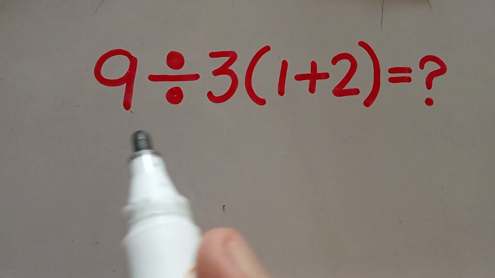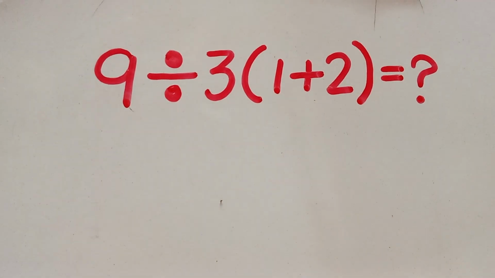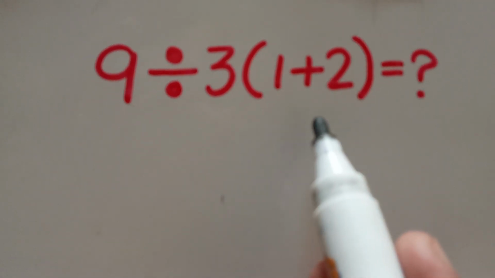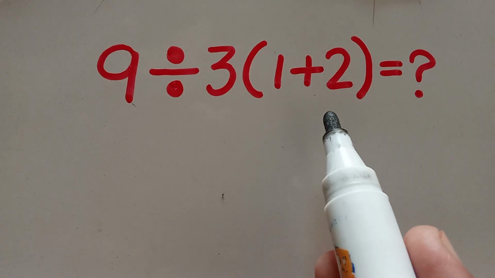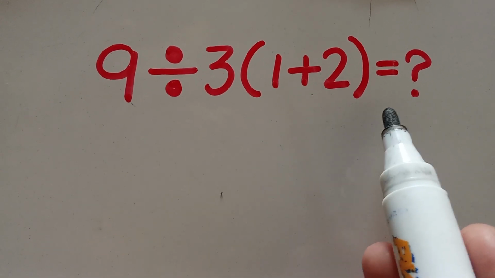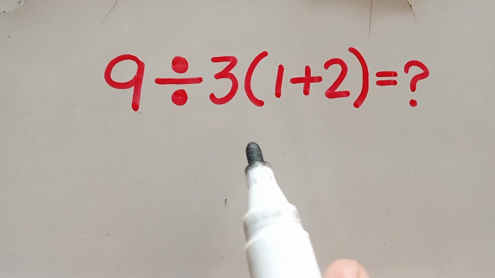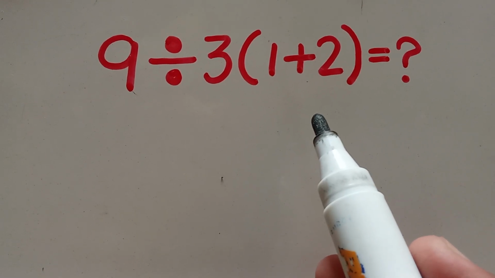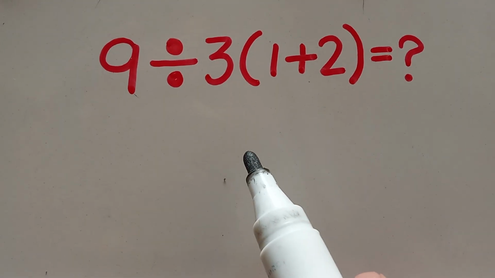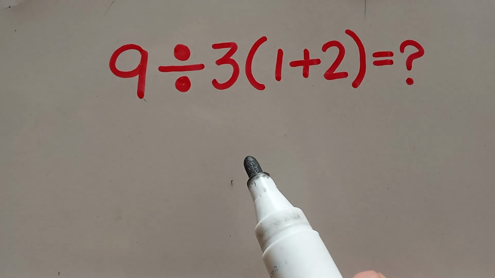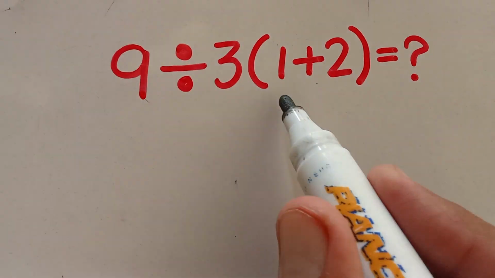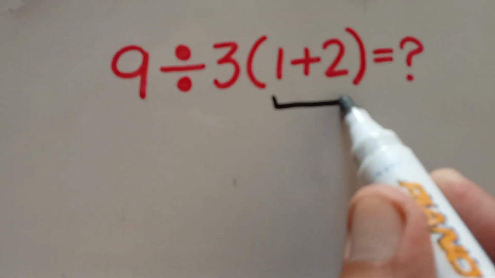First of all, we should all know that according to PEMDAS, firstly you solve parentheses, then exponents, then division, multiplication, addition and subtraction. And we should all know that division and multiplication have equal priority, and we have to go from left to right. Okay, so first of all we should solve the parentheses.